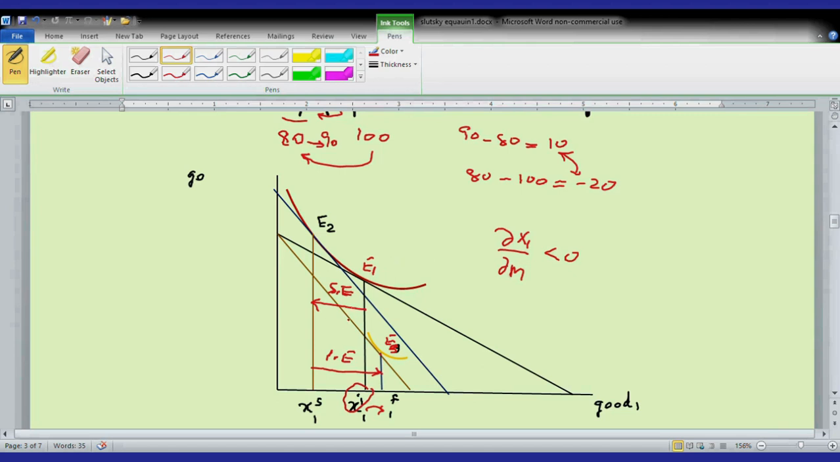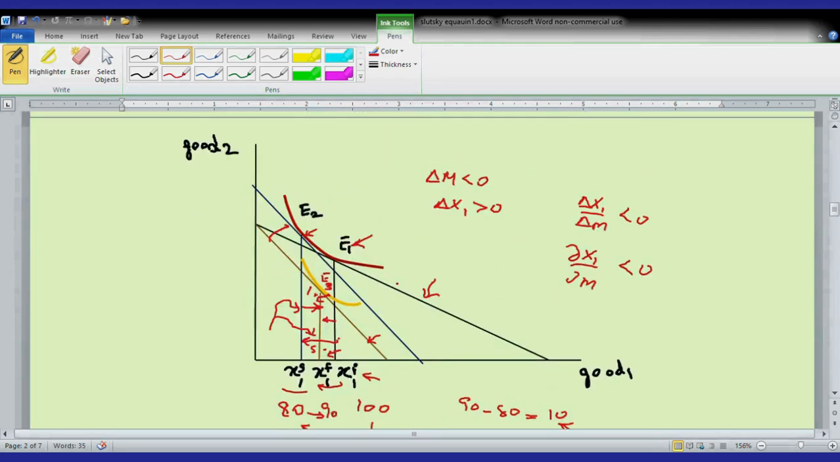Income and substitution effect moving in opposite direction, with income effect greater than substitution effect, consumption of good 1 increasing, and in this earlier case income effect and substitution effect moving in opposite direction, but substitution effect dominating the income effect, and this means that the consumption of good 1 will be decreasing. Remember that we are talking in the context of an increase in price of good 1.